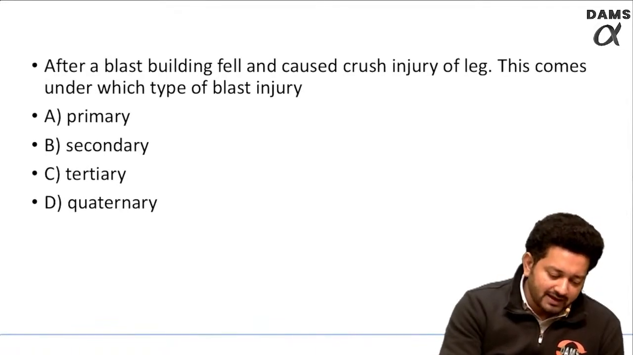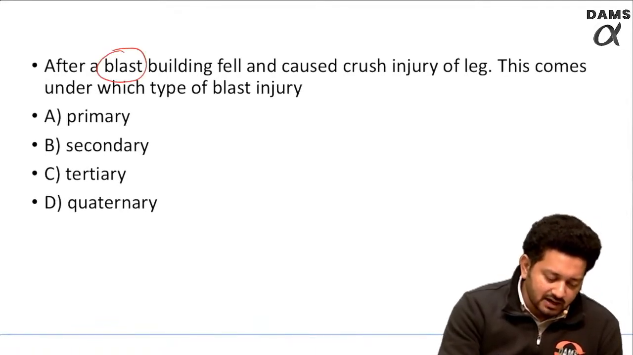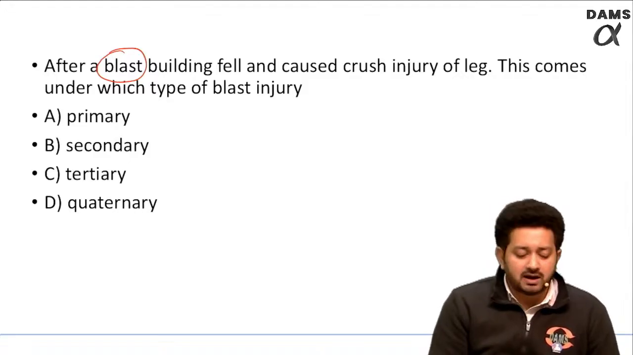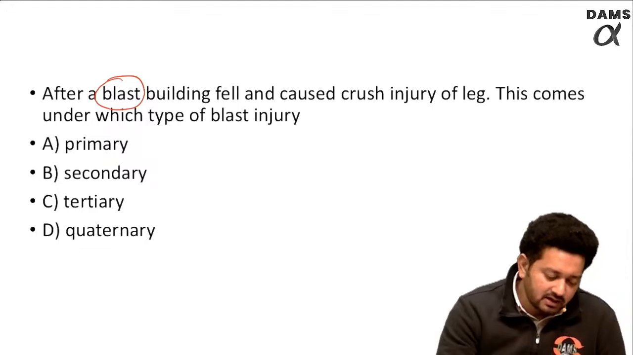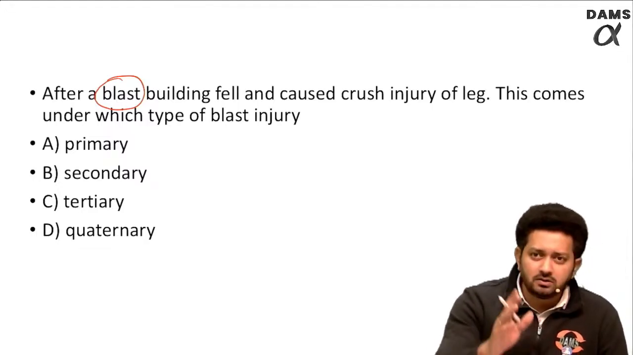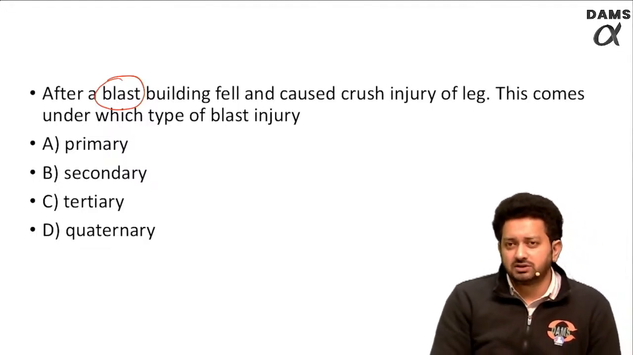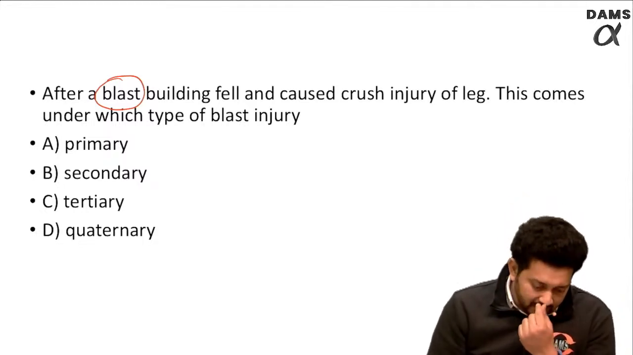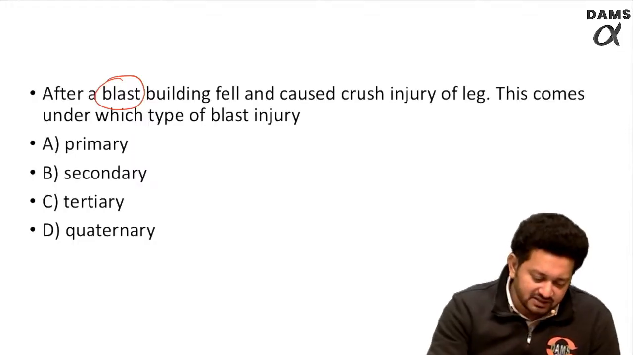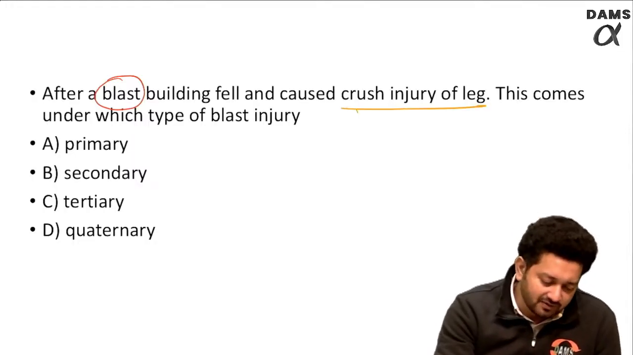Okay, I guess there were two questions on the blast. I guess there was one question that in the blast, which is the most common organ or area injured. But let's see this question. Just let me know in the comment whether there was one question on the blast like this, or there were two questions. After a blast, the building fell and caused crush injury of the leg. This comes under which type of blast injury?